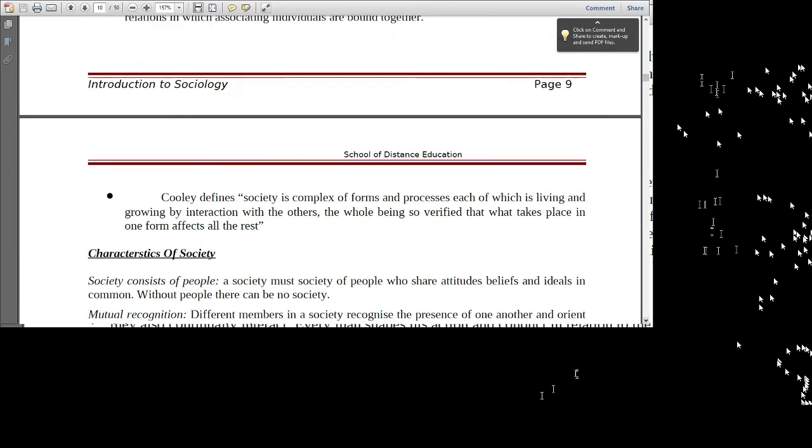Another definition is given by C. H. Cooley, one of the famous sociologists. Society is a complex of forms and processes.